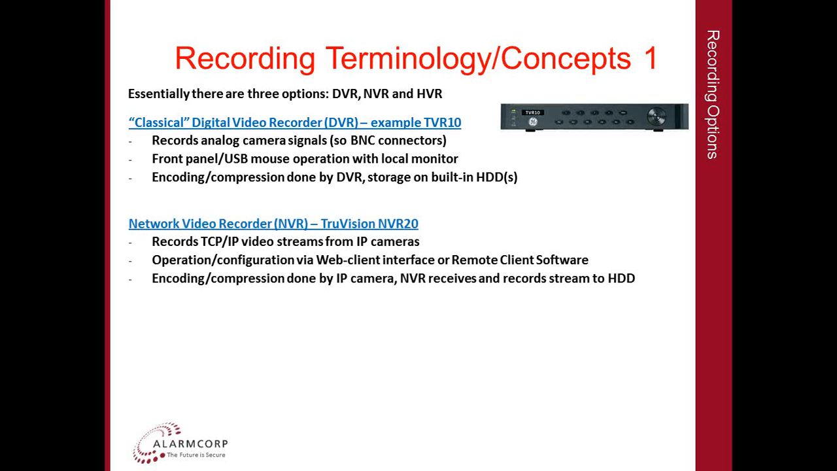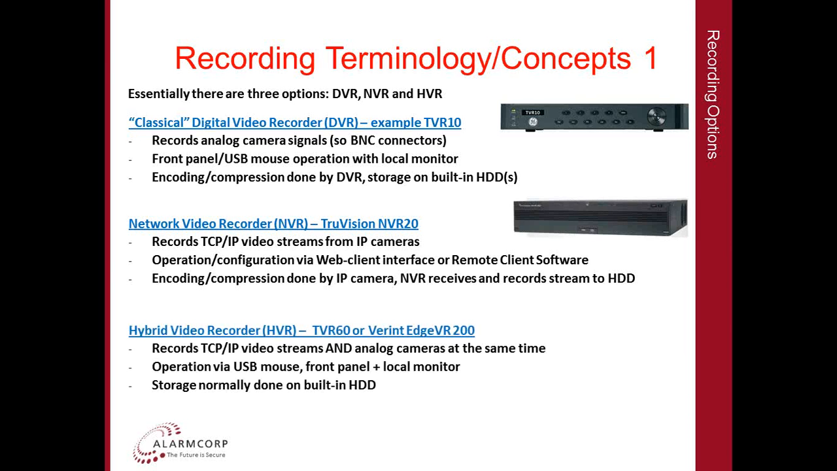Next, let's look at a network video recorder, or an NVR. An NVR is something that records TCP/IP streams only from IP cameras. Any operation or configuration is done either via a web client interface or remote client software. Typically, in the case of an NVR, the encoding and compression is done via the IP camera. The NVR receives the stream and records it to a built-in hard disk, or more than one hard disk.